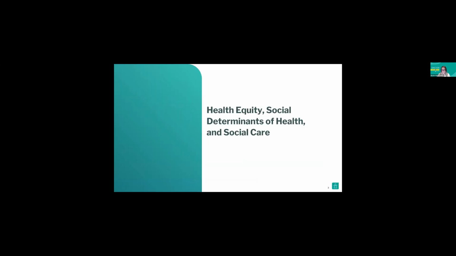To start, I'd like to begin with a few key concepts that help frame the rest of this presentation. So before getting into the standards themselves, it's helpful to first ground our discussion in health equity, the social determinants of health, and social care, since these ideas provide context for why this work is important and what the standard is intended to support.